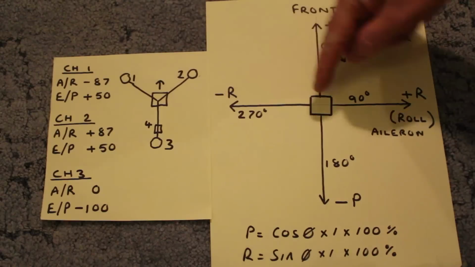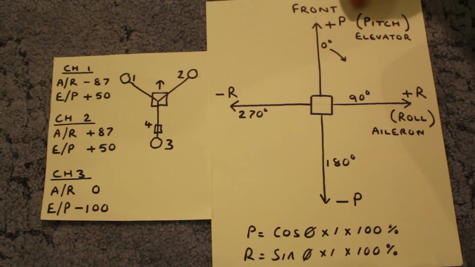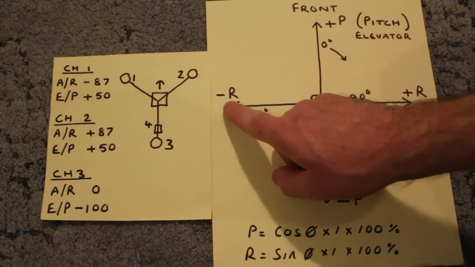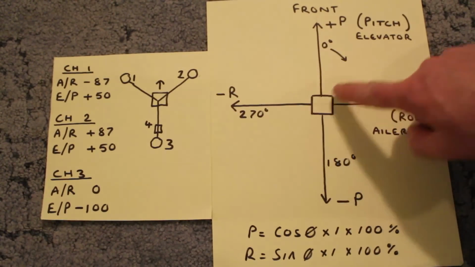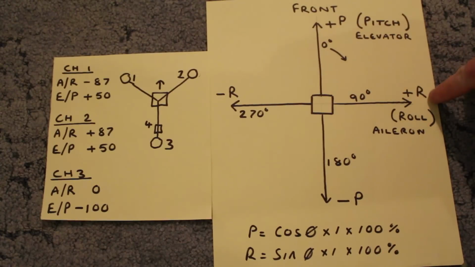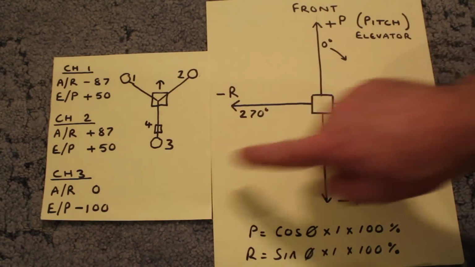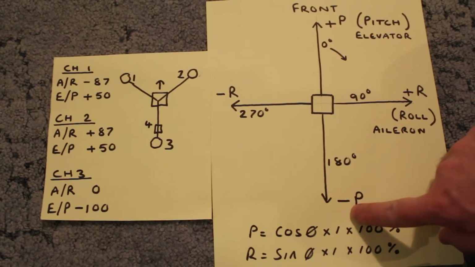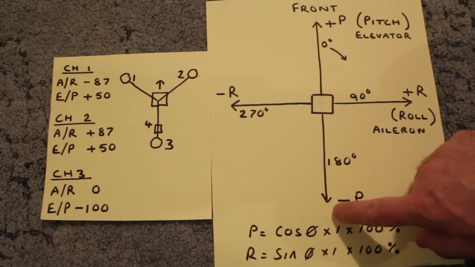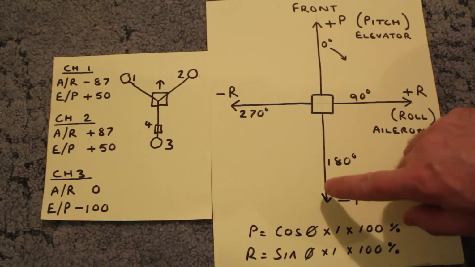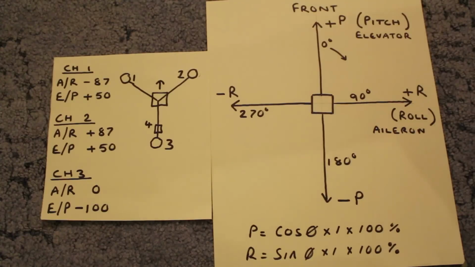Motor number 1 is in this section here. That's a positive pitch and a negative roll. Number 2 is in this section, which is positive pitch, positive roll. And motor 3 comes straight down here, which is negative pitch and zero roll. So that's where those numbers come from. And you actually use a cosine and a sine to calculate the actual percentages.